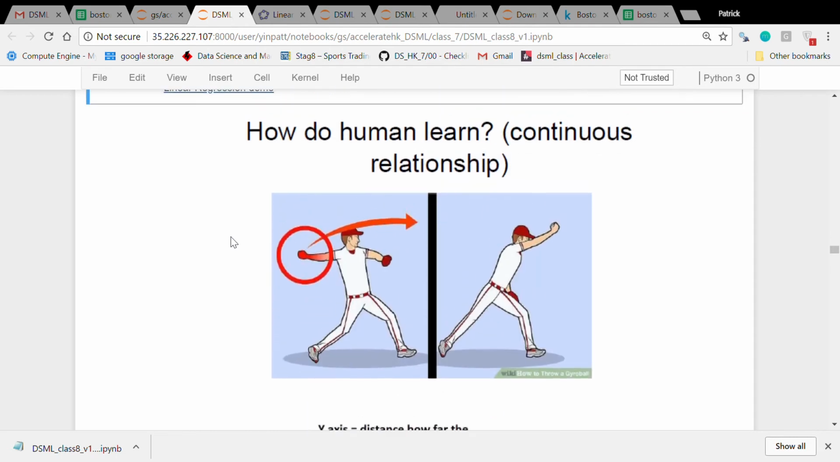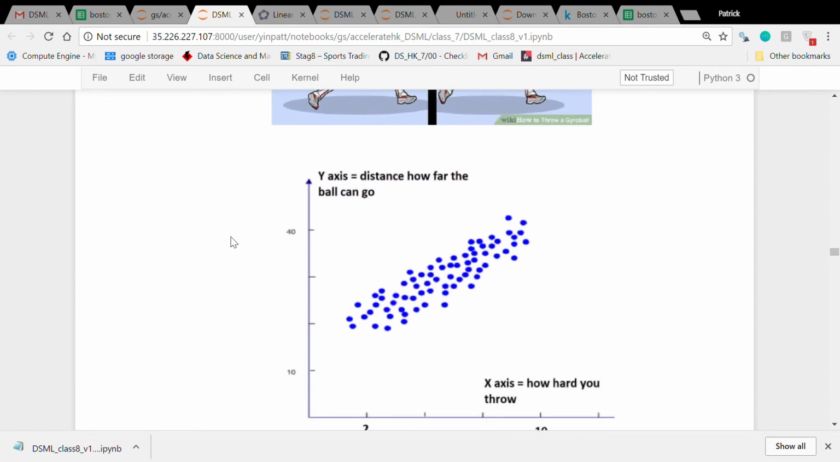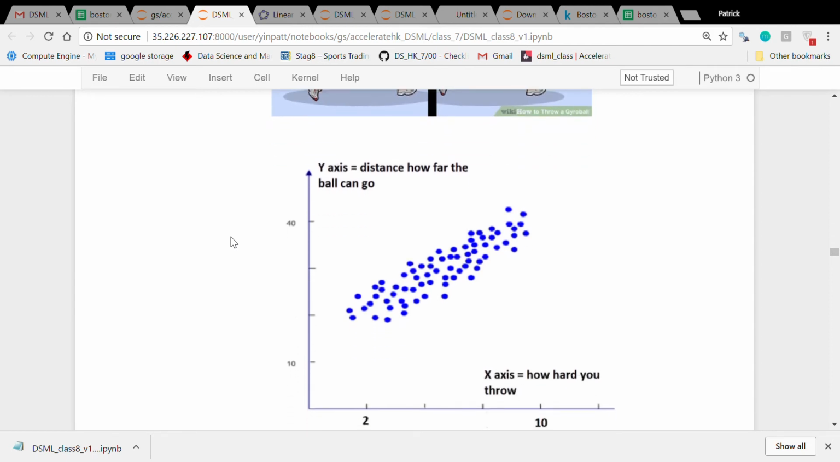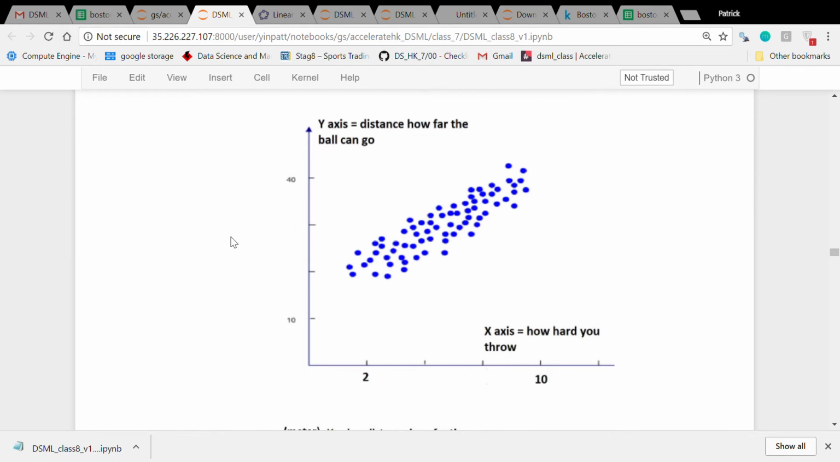And to help you visualize what exactly a regression is, let's say now I'm doing a test with you. I want to throw a ball. I can throw the ball with whatever strength, and the stronger I throw, the further away the ball goes. And after a lot of trials, this would be my relationship. Because the harder I throw, the further away the ball can go. And these are all the records of where my ball lands.